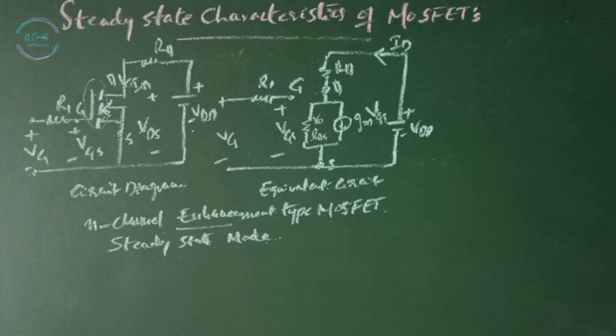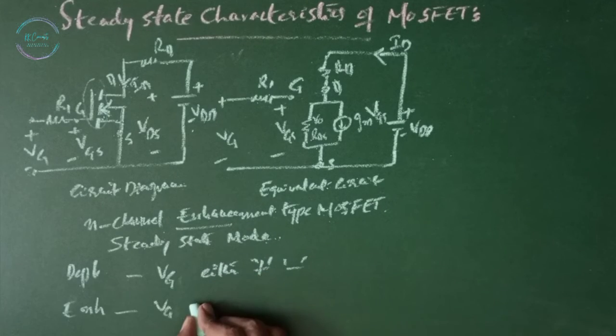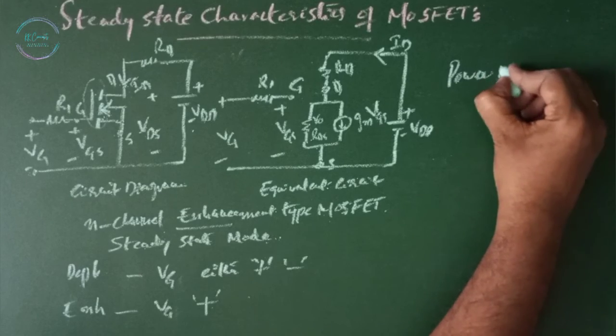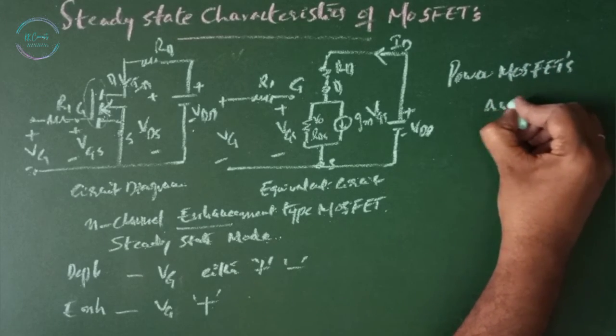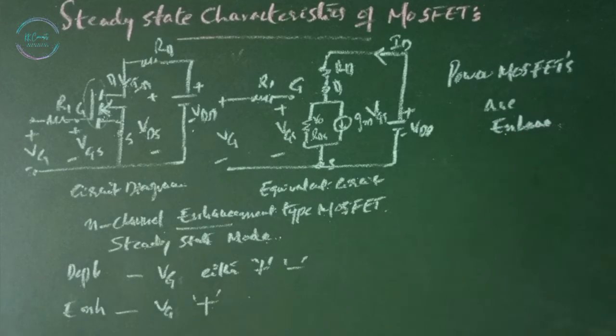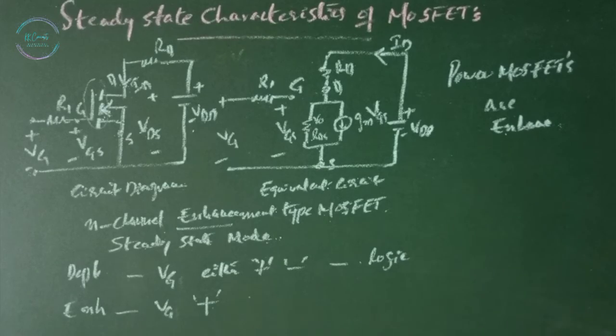For depletion type MOSFET, the gate voltage could be either positive or negative, but the enhancement type MOSFET responds to a positive gate voltage only. Power MOSFETs are enhancement type. Depletion type we use for logic designs.